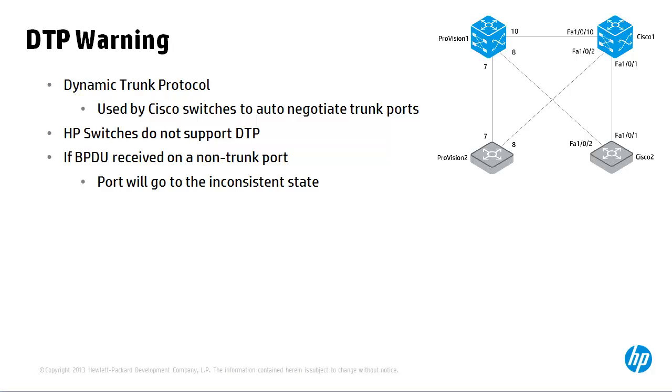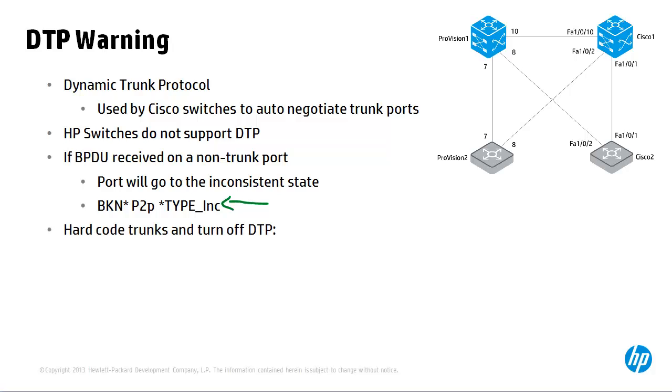And if you type show spanning-tree on the Cisco switch, you may see a message such as: blocking, point-to-point, type INC. This means that the port is in the broken state because of an inconsistency. In this case, type inconsistent. To prevent this, hard code trunk ports and turn off DTP.